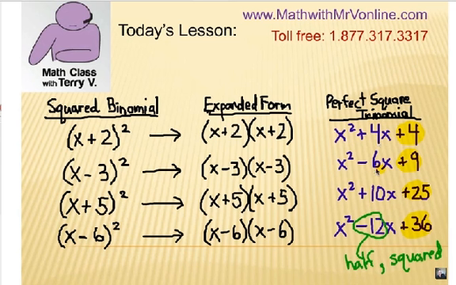What's half of negative 6? Negative 3. Square it. That's 9. What's half of 10? That's 5. Square that to get 25. What's half of negative 12? Negative 6. Square it to get 36. All right? Now let's put this to use with a little bit of practice, and notice how it's not always going to be this easy, but I want you to give this a try.